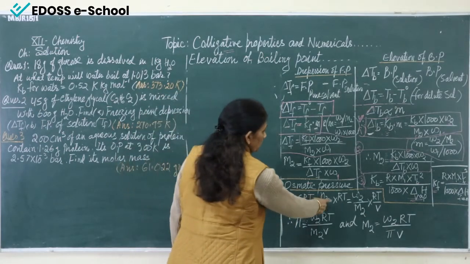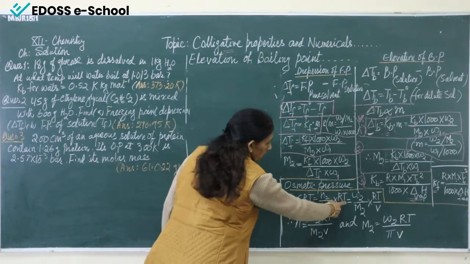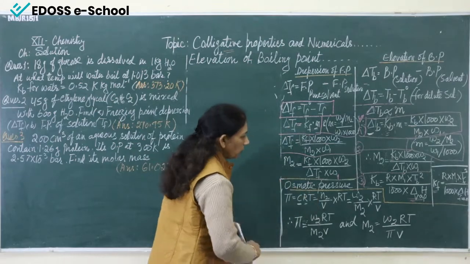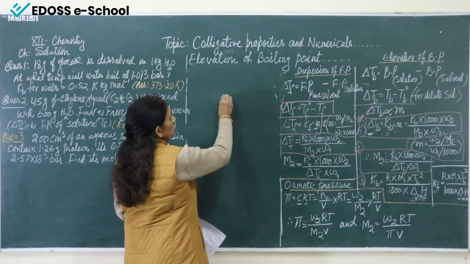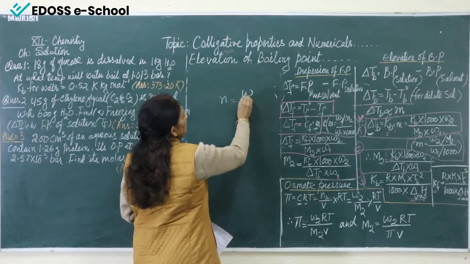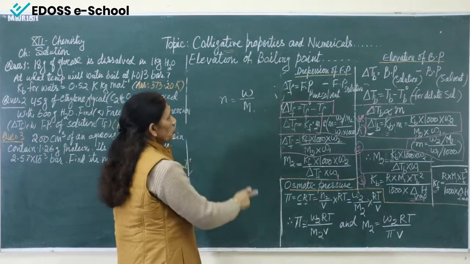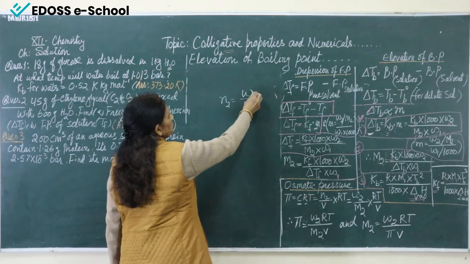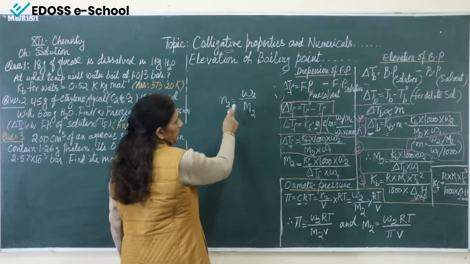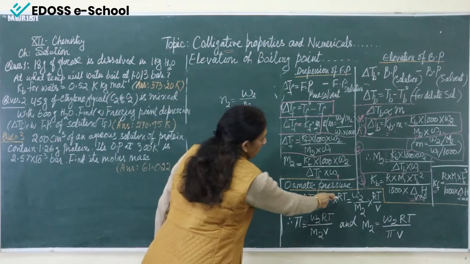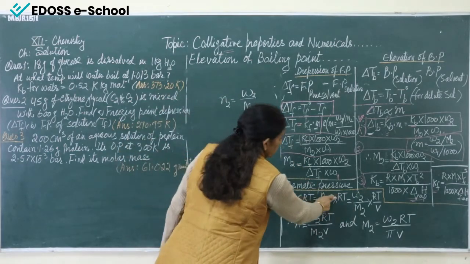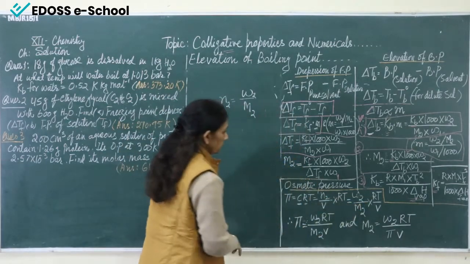Okay, so this is the formula. Now n we know is equal to mass upon molar mass. If we are talking about solute, this will be W2 and this will be M2. So in place of n we have put W2 upon M2, and RT is this and V is this.